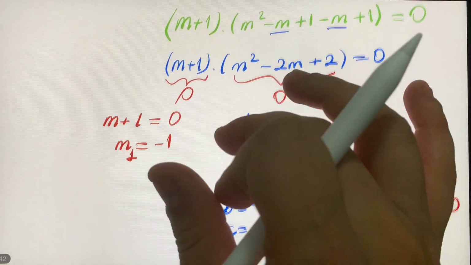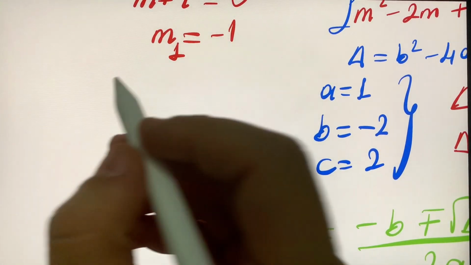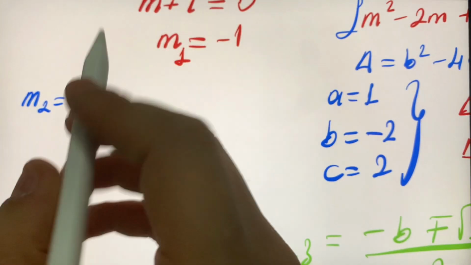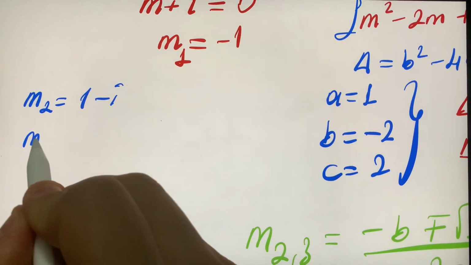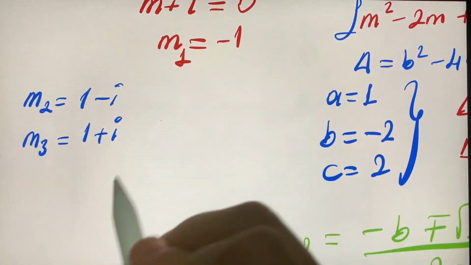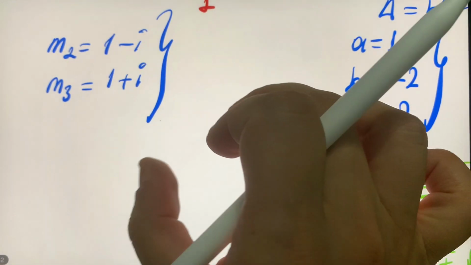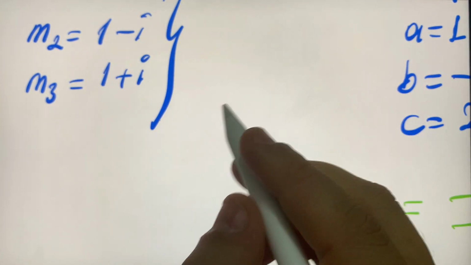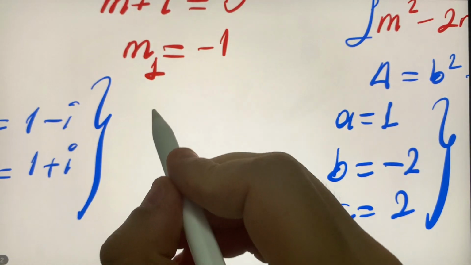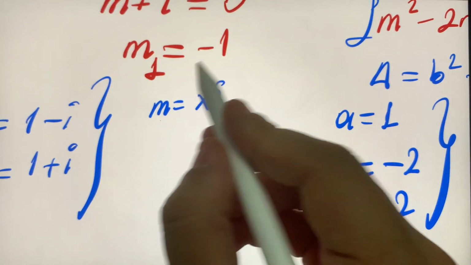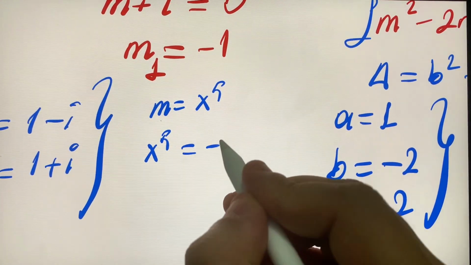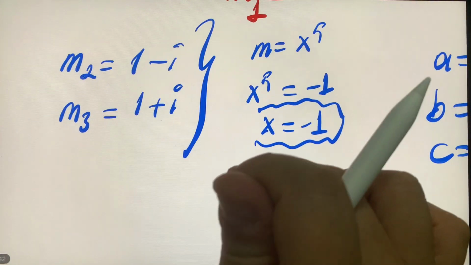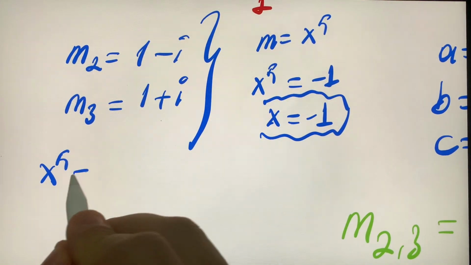So when we look at my roots, m2 is 1 minus i, and m3 came as 1 plus i. So how do I solve them? Now I know what the expression m is. The expression we call m was x to the 5th. If I want to solve this, x to the 5th is equal to minus 1, and I can say that x is minus 1 from here. But for example, I will untie these parts here: x to the 5th is equal to 1 plus i.